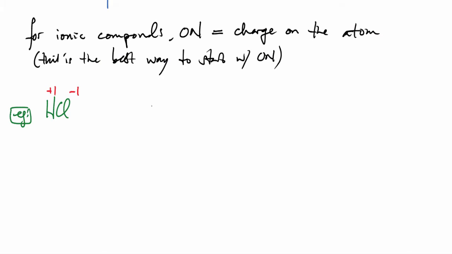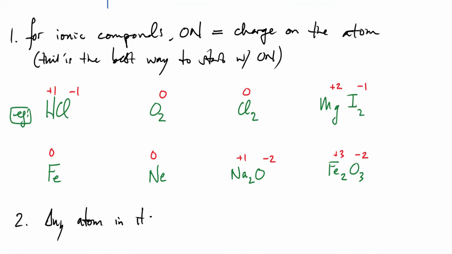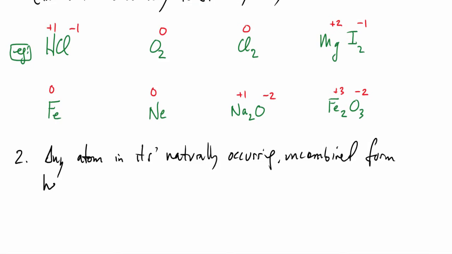So here we have hydrogen chloride, oxygen gas, chlorine gas, magnesium iodide, elemental iron, neon, sodium oxide, and iron(III) oxide. And you can see that all of these oxidation numbers in red are in fact the ion charges on these compounds. Any atom in its naturally occurring uncombined form has an oxidation number equal to 0. That's the oxygen, chlorine, iron, neon, and so on that we see directly above.